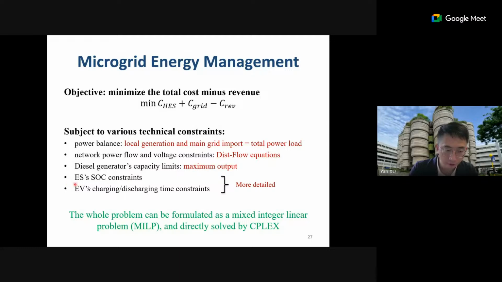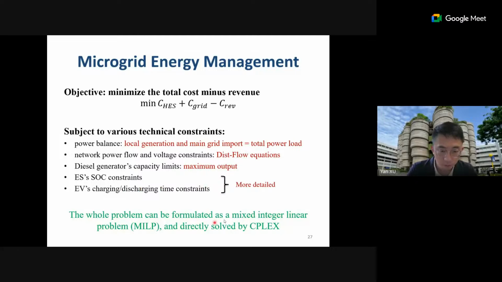And for the energy storage system, the state of charge, right, should be considered. And if we have electric vehicles, we can also consider their charging and discharging time. Okay, so the equations can be more detailed. You can refer to this paper to see more details.